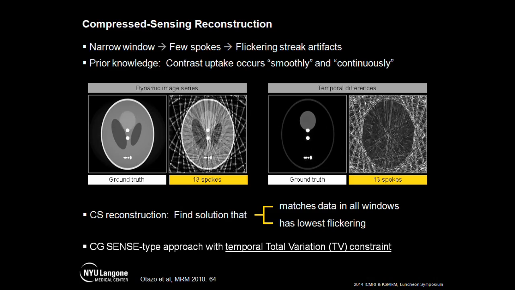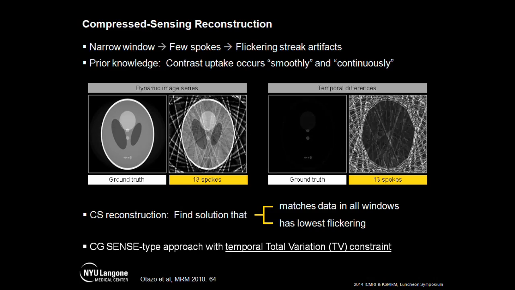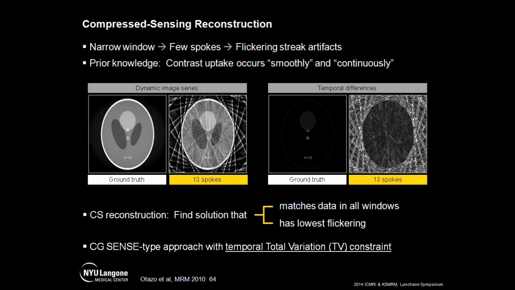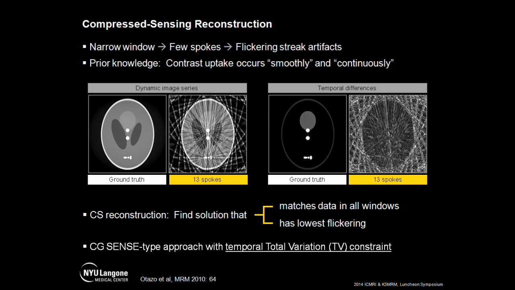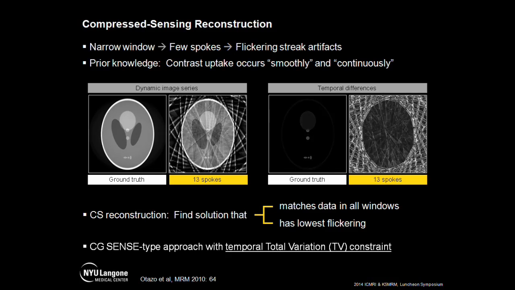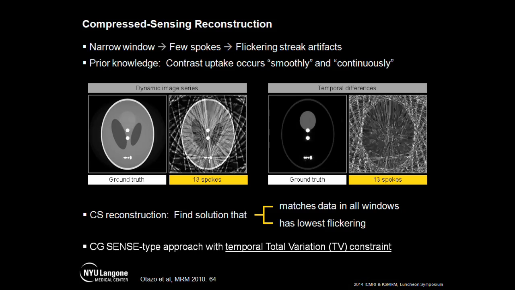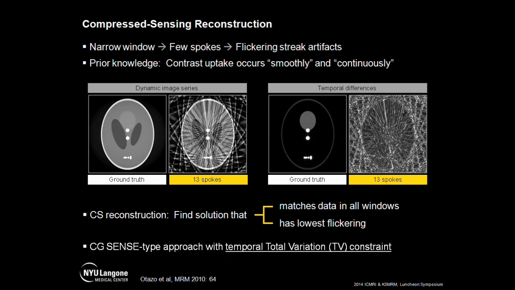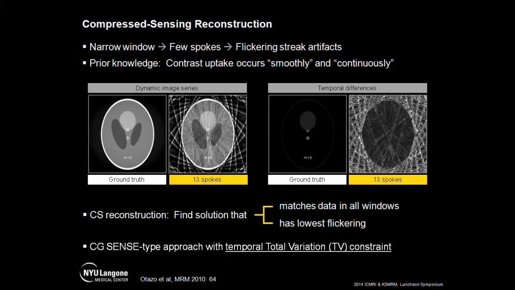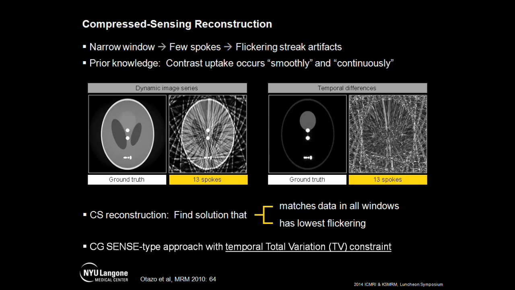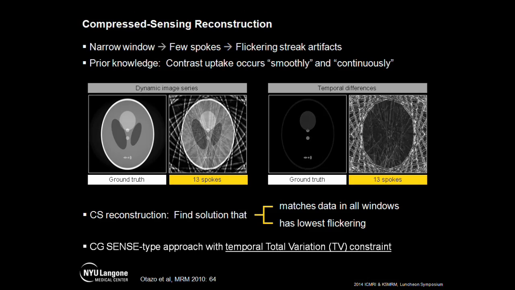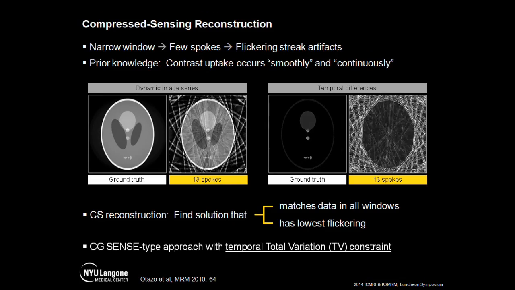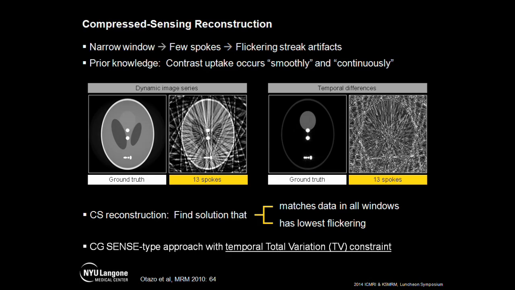On the other hand, we know that the contrast uptake is a smooth process, in the sense that it doesn't flicker. If you look at the ground truth images on the left side, you can see that there are only very small and slight changes. If we look at what is changing from time point to time point, shown on the right side of this figure, you can see there are only very localized and very small changes, whereas in the undersampled case, we have all these highly flickering streak artifacts. We know this flickering is an artifact because the contrast uptake is a smooth process.